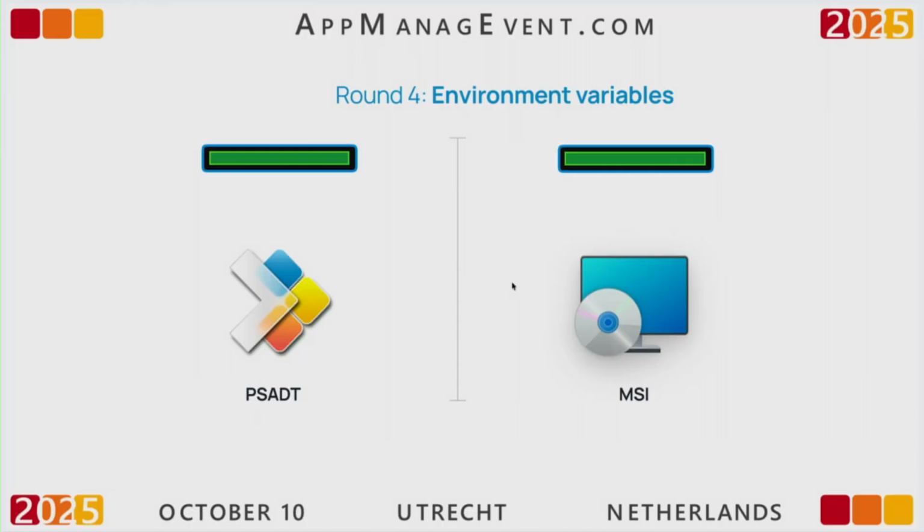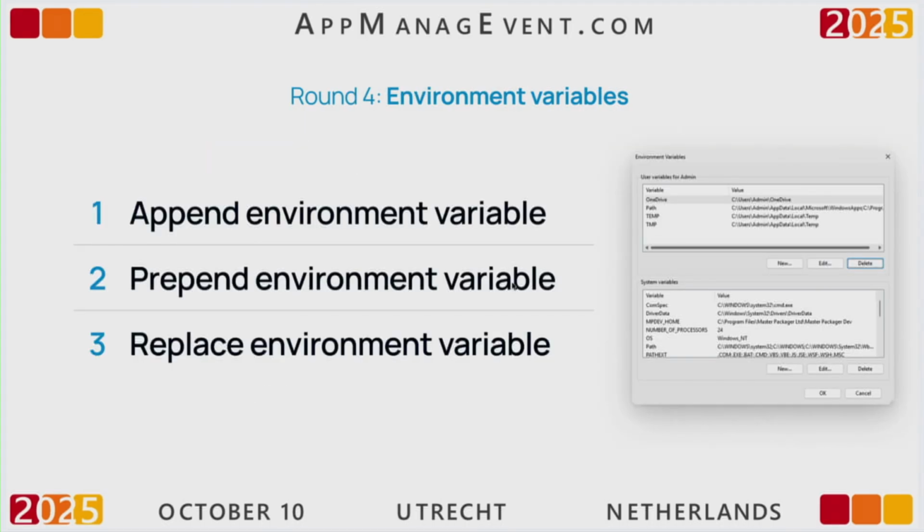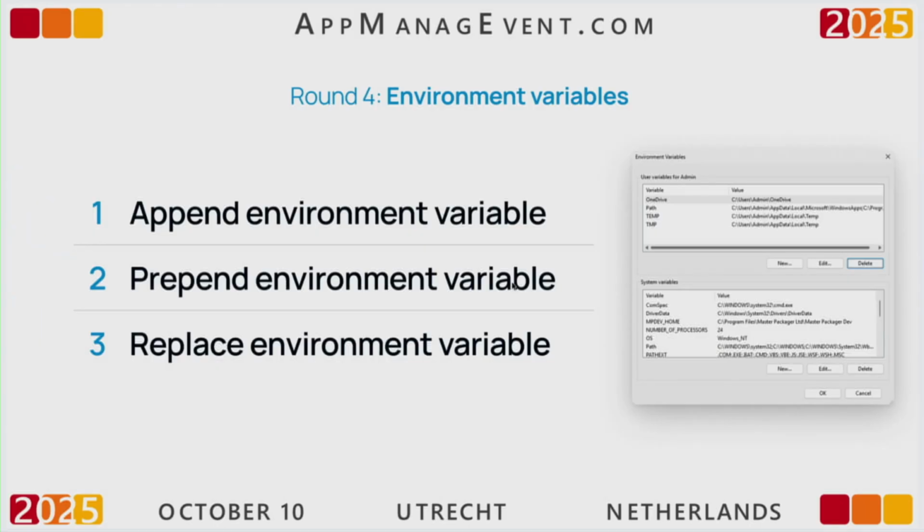So environment variables, right? That's another topic that packagers may need to tackle. And there are three ways you may need to configure environment variables: either create it and append the value to the existing values, like that's something similar for the path variable, prepend the value to the existing values for an environment variable, or completely replace it.